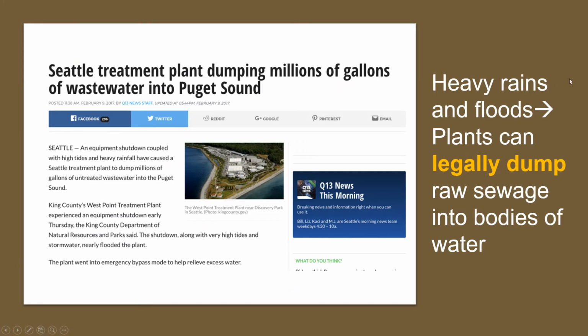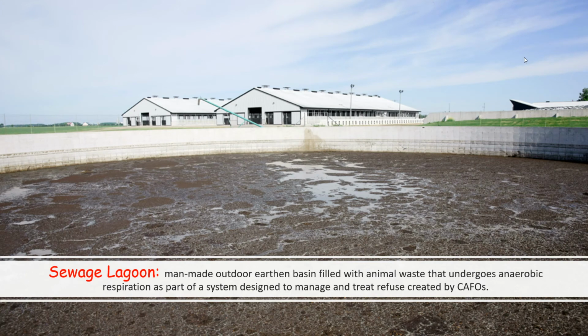During heavy rains and floods, the plants can legally dump raw sewage into bodies of water. This happens often here in Indianapolis, so we are working on that, but we're not quite there yet.